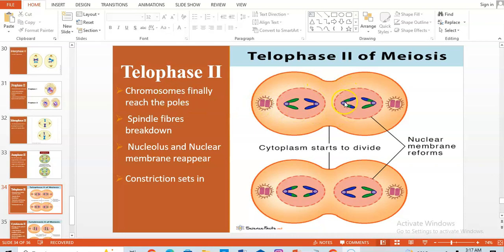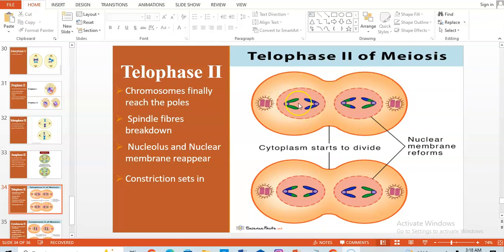So at telophase 2, they finally get to the opposite pole, and when they get there, the spindle fibers will break down, and the nuclear membrane and the nucleus will reappear. Then all cell organelles, remember at telophase, even at telophase 1, will duplicate. The reason for that is to ensure that each cell gets the same number of cell organelles that exist in the original cell, that's the parent cell. So all cell organelles will duplicate, so that the cell that is to be formed will have the same cell organelles as this one.